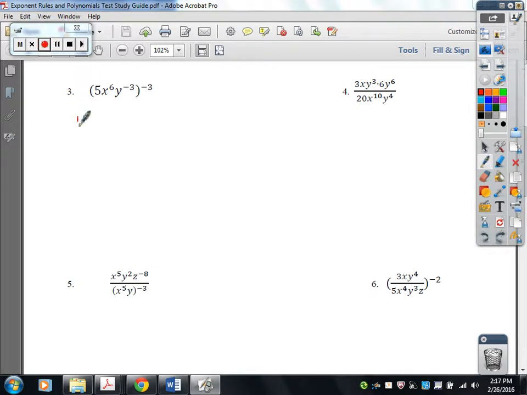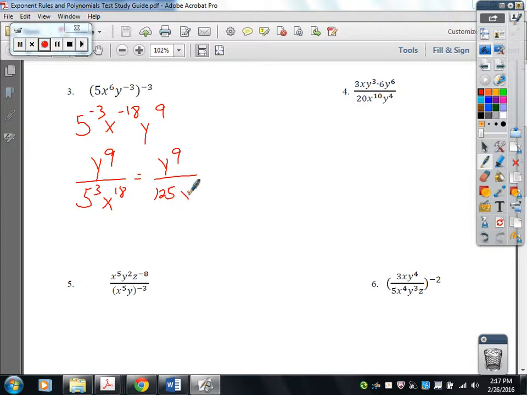Everything gets the exponent of 3 applied to it, so 5 to the negative 3rd, x to the negative 18th, y to the 9th. So these two have negative exponents, so they move down to the denominator, become 5 to the 3rd, x to the 18th, which then become y to the 9th over 125 x to the 18th.